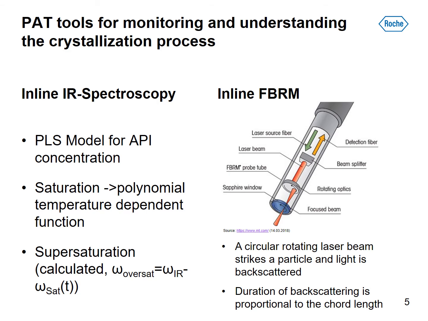To monitor whether any unexpected event happened, we used an inline focused beam reflectance measurement to see if we have new fine particles or if the bigger particles are also growing. The system works with a rotating disc with a laser. If the laser strikes a particle, the light will be backscattered. The duration of the backscattered light is proportional to the chord length and the speed of the rotating disc.